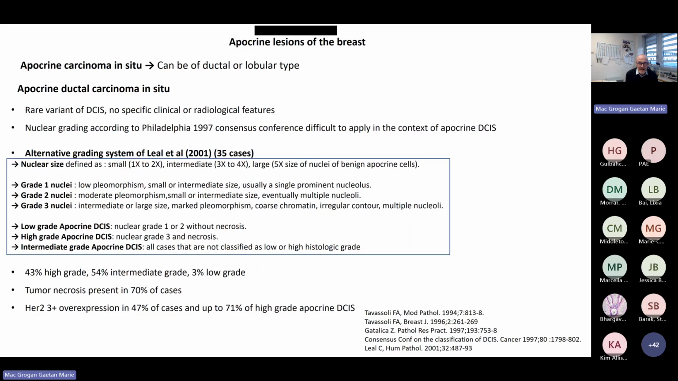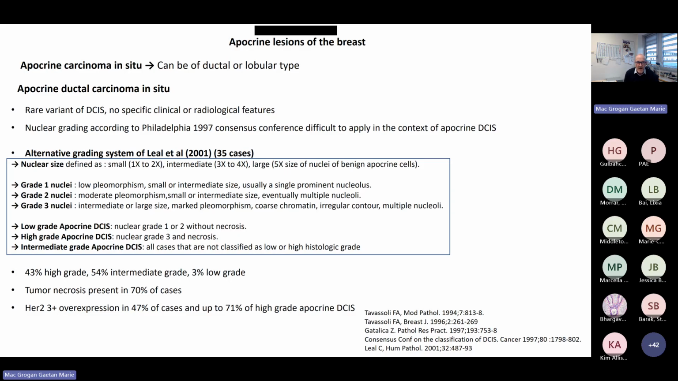So apocrine carcinoma in situ can be of ductal or lobular type. Concerning apocrine DCIS, it's a rare variant of DCIS, and there are no specific clinical or radiological features concerning this lesion. When we consider apocrine DCIS, sometimes it's difficult to give a nuclear grading because the usual nuclear grading according to the Philadelphia 1997 consensus conference is difficult to apply in the context of apocrine DCIS, because de facto the apocrine cells are larger than normal epithelial cells.